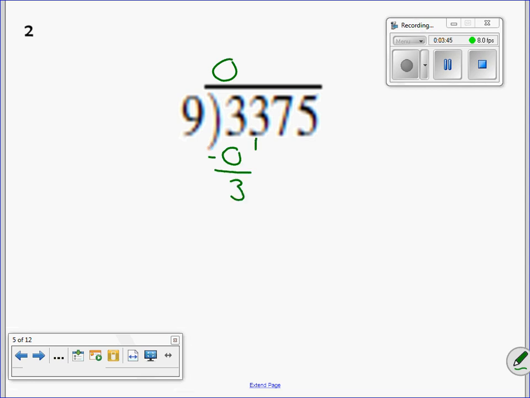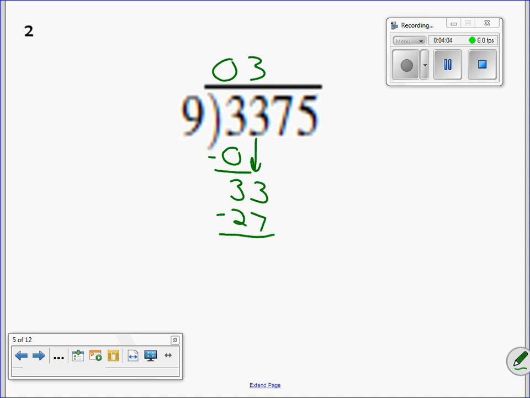Subtract. I have a 3. I bring down the 3. How many times can 9 go into 33? 9 times 3 is 27. 9 times 4 is 36. So I'm going to multiply. 36 is too high, so I'm going to go 9 times 3. 9 times 3 is 27.